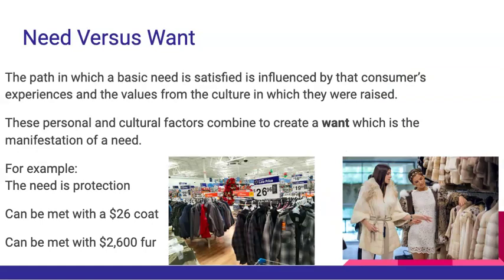And how a consumer can satisfy that need varies, depending on their values and how they were raised. But these personal and cultural factors combine to create a want, which is the manifestation of a need. So when a consumer might want to get a coat, they have options, right? They can go to Walmart and get a $26 coat, or they can go to a high-end store and buy a really expensive coat. And everything in between, right? So if the need is protection, those are some options that can fulfill that need and that want.